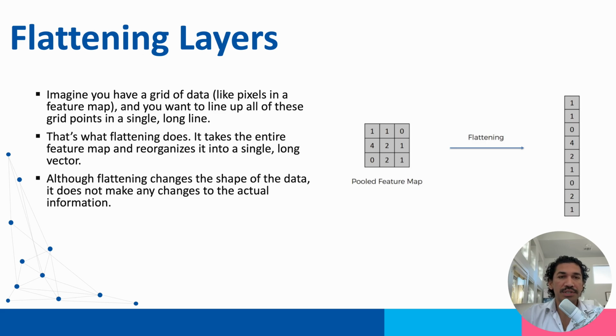Flattening transforms multidimensional feature maps into a single dimensional vector, preparing the data for fully connected layers. This step preserves all information while making it suitable for traditional neural processing. Fully connected layers use this vector to integrate features and classify the image, converting complex spatial data into a clear classification output.